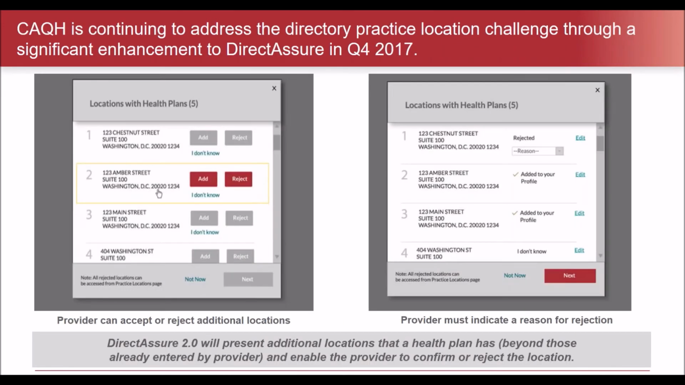So the final thing that I wanted to show you is some sneak preview of upcoming functionality that we'll be releasing within Q4 of 2017. So in this future iteration of DirectAssure, we're going to take the data that health plans already have within their directories, automatically compare that with data that we've already got within the CAQH portal, and present the discrepancies and the deltas to the providers and have them explicitly respond to it.